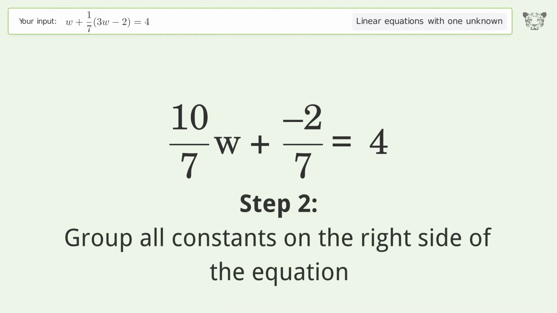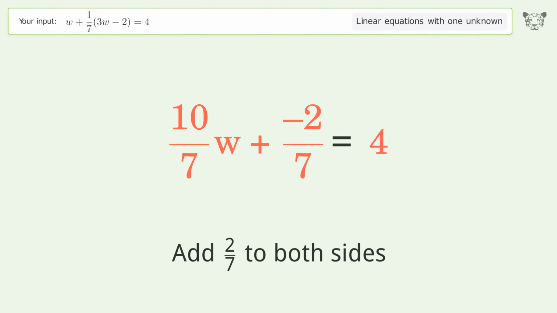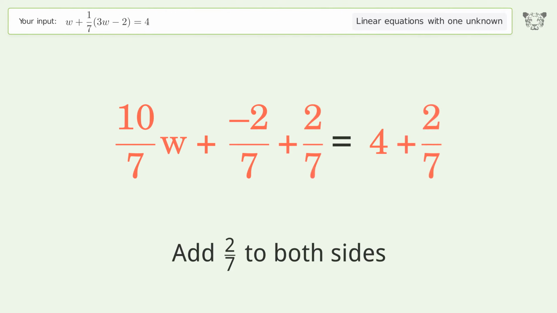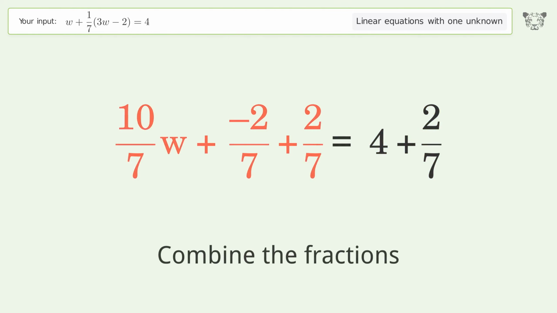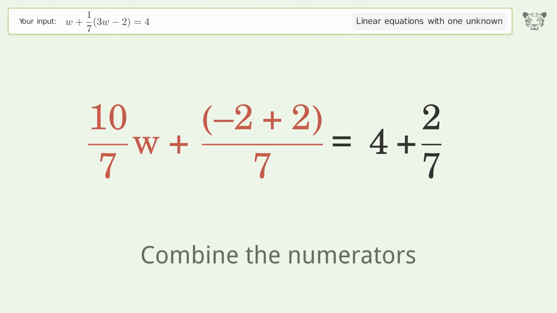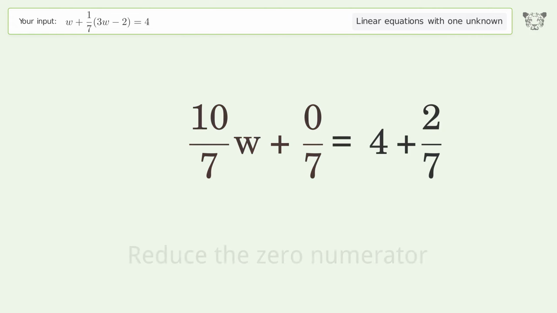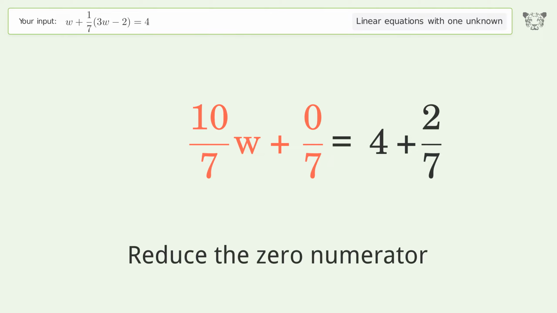Group all constants on the right side of the equation. Add 2/7 to both sides. Combine the fractions. Combine the numerators. Reduce the zero numerator.